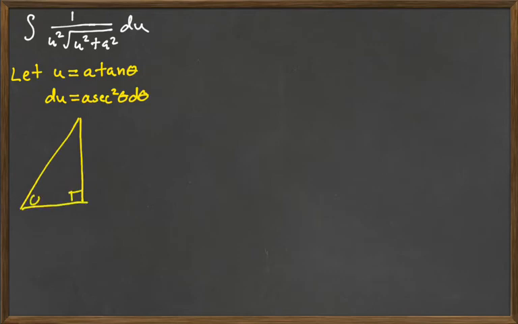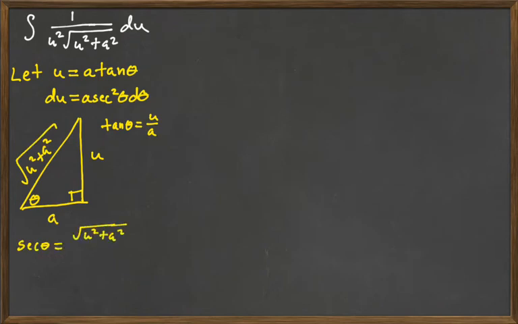Set up a reference triangle, so the tangent of theta is equal to u over a, so that is your opposite and your adjacent. Using the Pythagorean theorem, the hypotenuse is going to be the square root of u squared plus a squared. The secant of theta is going to be the hypotenuse over the adjacent, so a secant of theta is equal to the square root of u squared plus a squared.